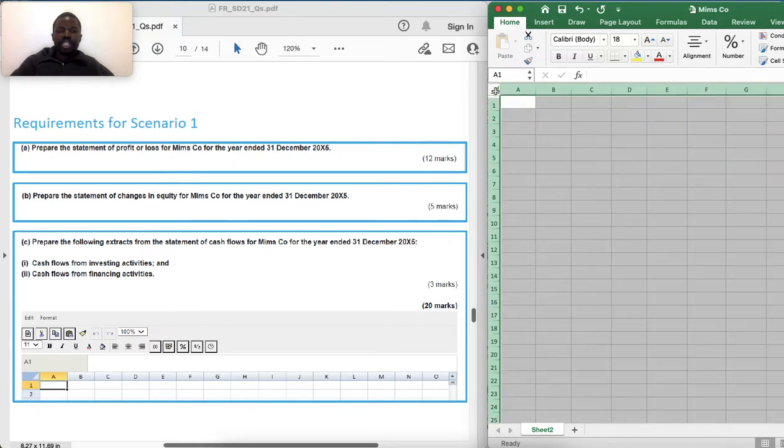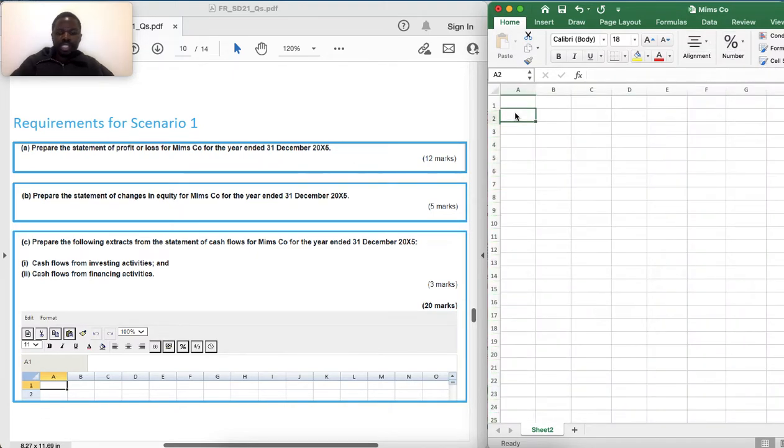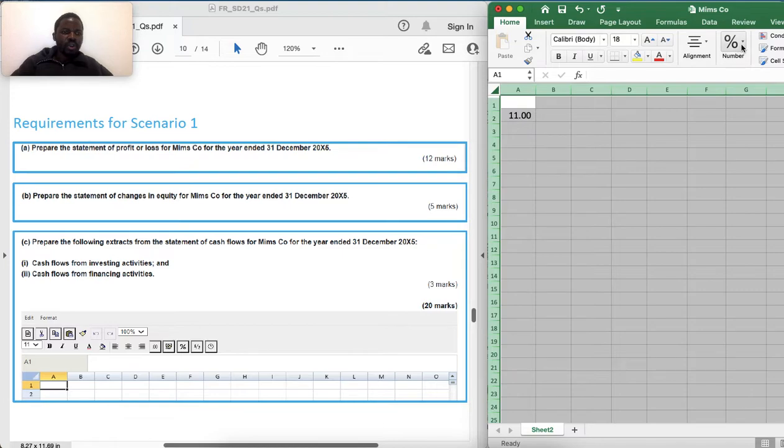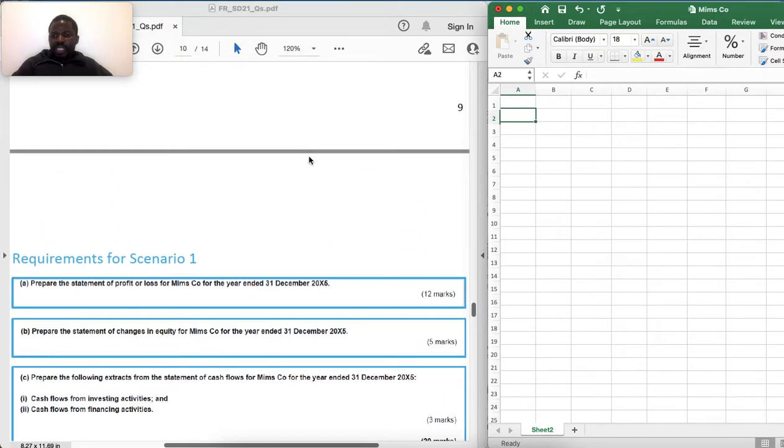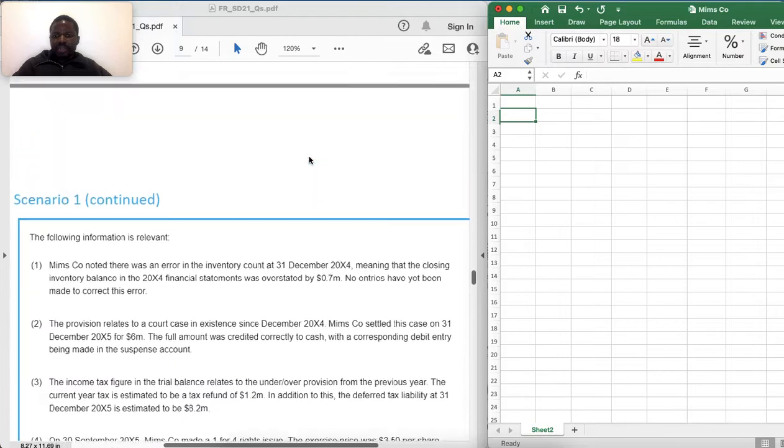So the approach that we will use today is through journals. We will use journals to achieve what we want today together. So let's format our cells so that at least we will not have problems. Then let's start here.